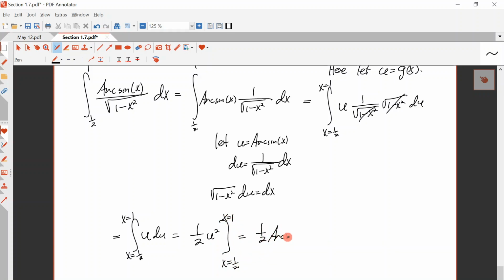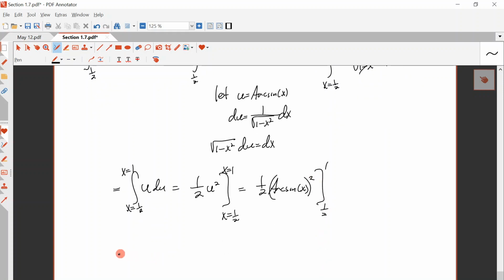So it's 1/2 arc sine x squared from 1/2 to 1. Okay? So it's 1/2 times arc sine 1 squared minus arc sine 1/2 squared. Arc sine of 1 is pi over 2, right? What angle has sine of 1? That's pi over 2. And this is pi over 2 squared minus arc sine of a half. What angle has sine equal to 1/2? That's 30 degrees.